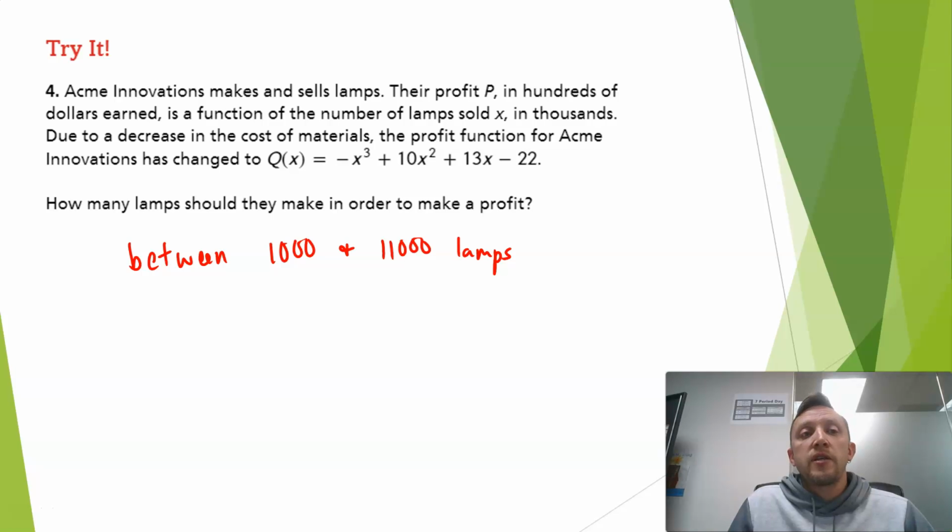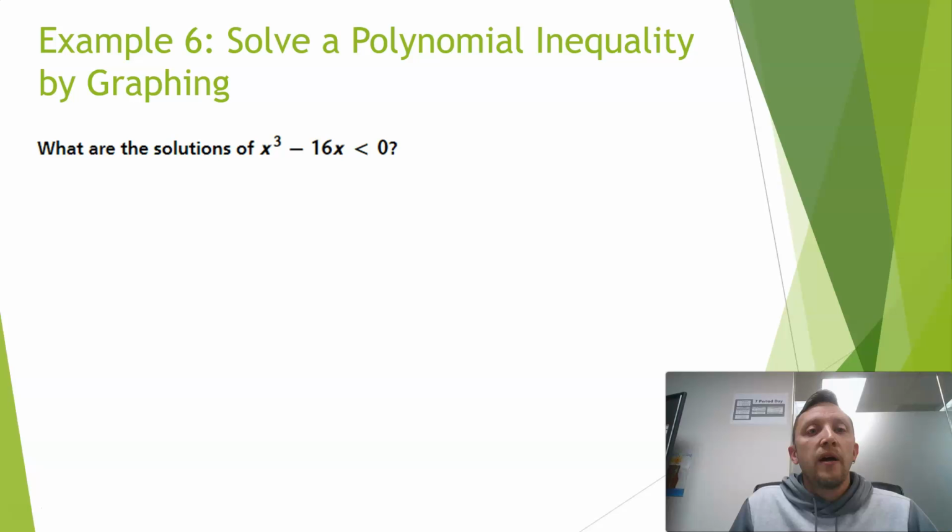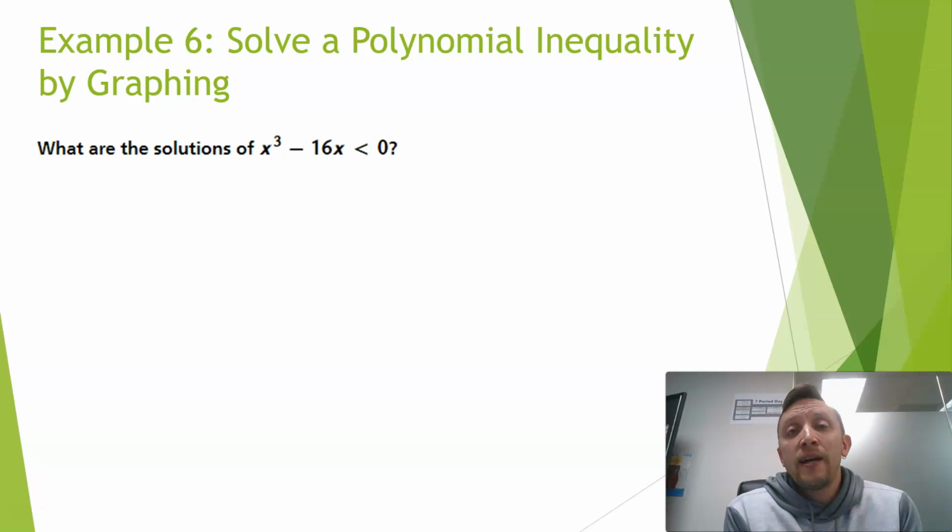All right, let's look at another example. We're going to skip to example 6, I believe. Example 6 says solve a polynomial inequality by graphing. For this problem, we are actually going to do this without a graphing calculator. I know it says we could do it by graphing, but I want to show you other ways we could do this, in case next year in pre-calculus you're not allowed to use a graphing calculator in certain situations, so you can do this by hand.